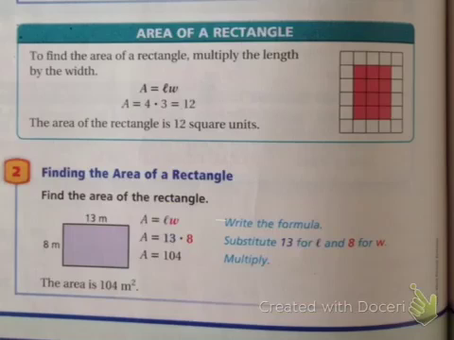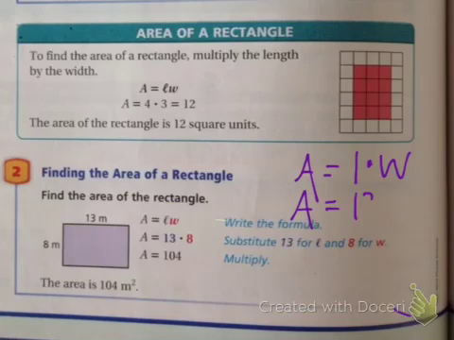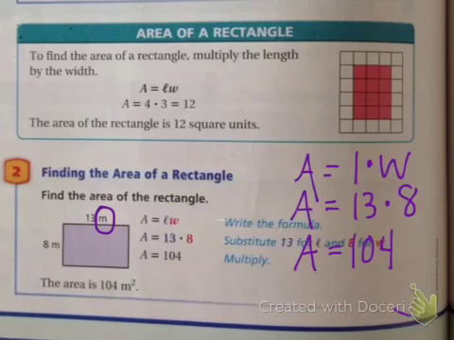If we look at example 2, and our directions say find the area of a rectangle, for your work I want you to do A equals L times W every single time. You would come over to the side, A equals length times width, then plug in for your next step, then solve, A equals 104, then label. My label happens to be meters, but I'm dealing with area, so it's meters squared.